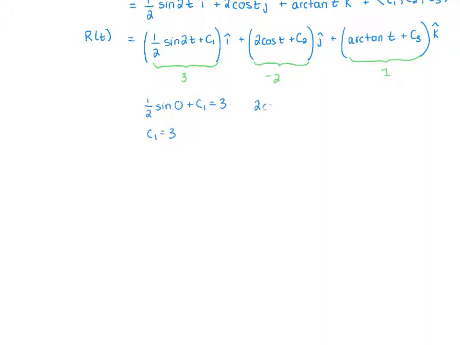All right, when t is 0, my j component should work out to be -2. So the cosine of 0 is 1. So I have 2 plus c2 equals -2. Therefore, c2 equals -4. And last but not least, all right, arctan of 0 plus c3 should equal 1. Arctan of 0 is 0. Therefore, c3 equals 1. So again, I can give my particular solution in any number of formats, all right?